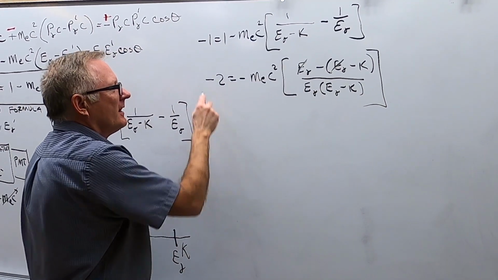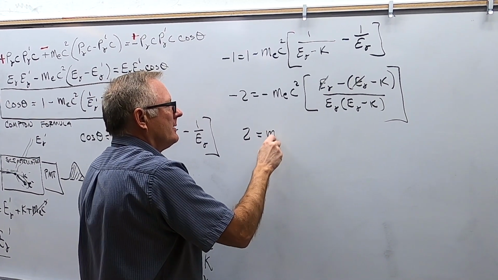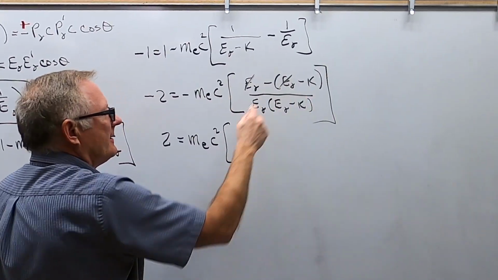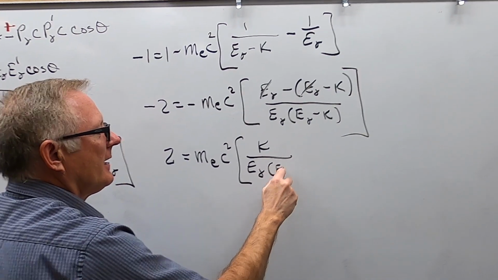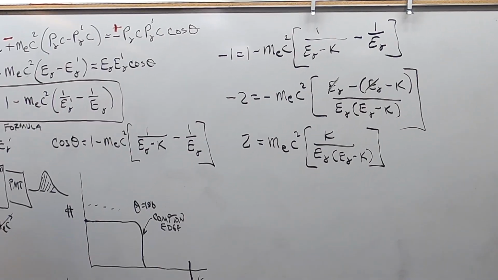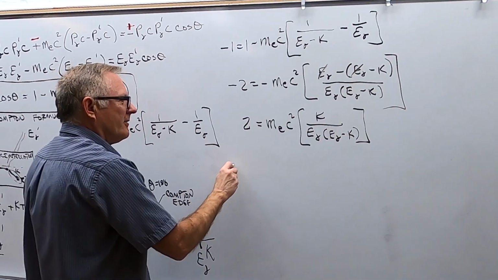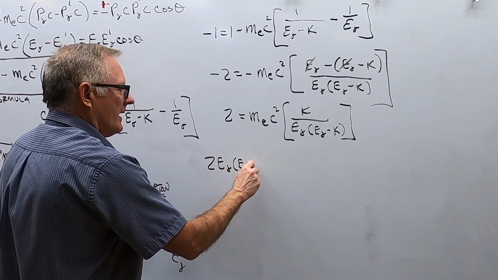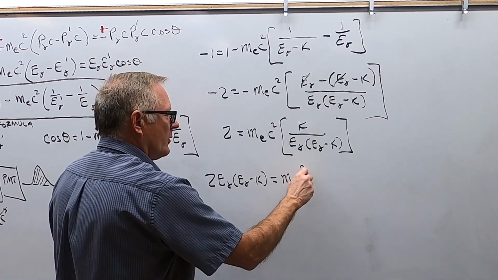So we end up with, let's get rid of the two minuses. So we got 2 equals m sub e c squared. We just get K all over E gamma times E gamma minus K. Well, I want to solve for K here. So let's move this up to this side. So we got 2 E gamma minus K equals m sub e c squared K.